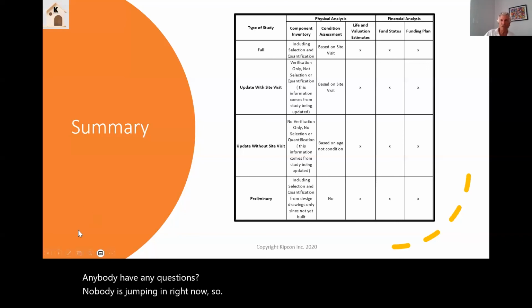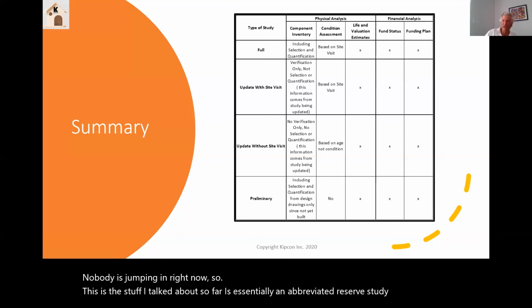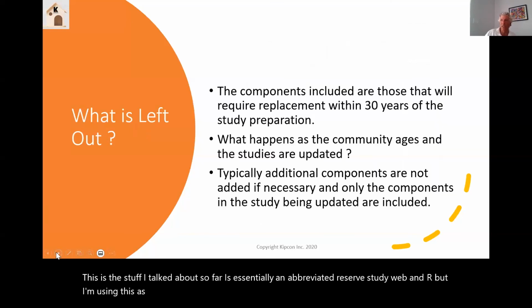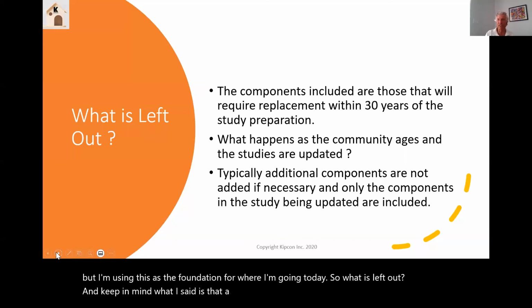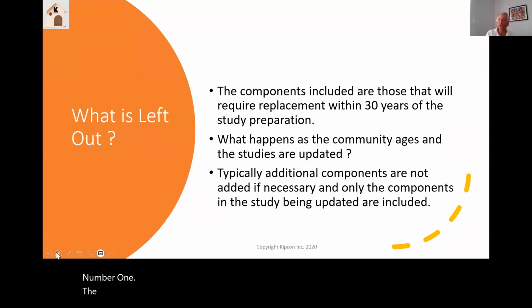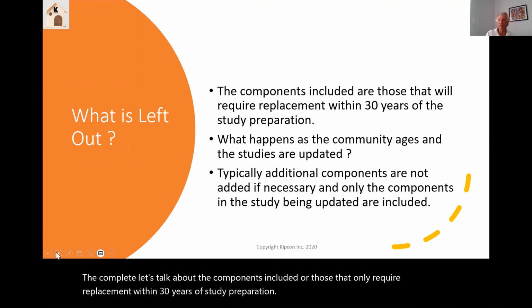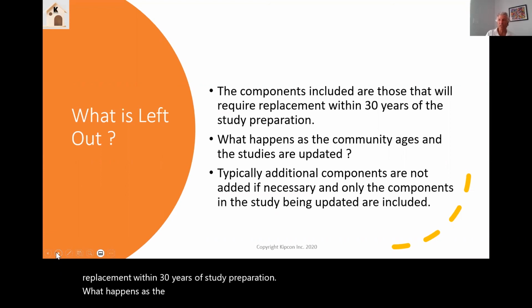The stuff I've talked about so far is essentially an abbreviated reserve study webinar, but I'm using this as the foundation for where I'm going today. So what is left out? And keep in mind, what I said is that a reserve study standard is based on the minimum standard. What is left out? Number 1, the components included are those that only require replacement within 30 years of study preparation. What happens as the community ages and the study is updated?